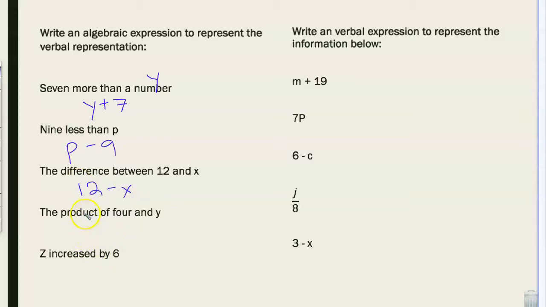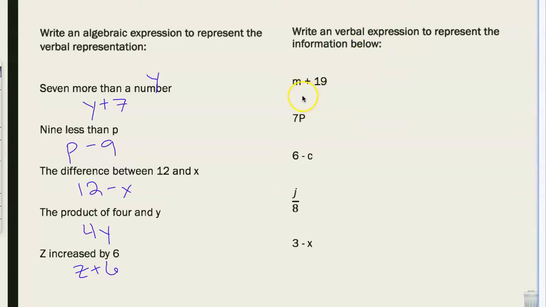The product of 4 and y, product means multiply. So that is literally just 4y. Anytime we see this, especially with the distributive property, that just means 4 times y. z increased by 6. Increased by means added. So z plus 6. Now here we're doing the inverse, right? A verbal expression to represent the information below. So this would be m plus 19.